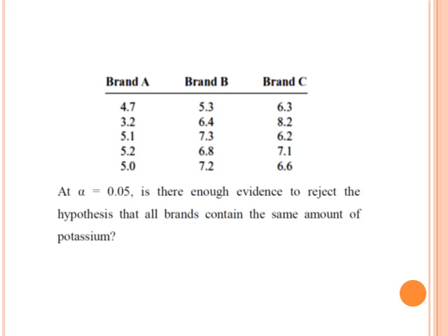The 3 brands are brand A, brand B, and brand C, and these are the values in each brand. At alpha equal to 0.05, is there enough evidence to reject the hypothesis that all brands contain the same amount of potassium? All the values will be ranked together, because the test uses the ranks to test the hypothesis.